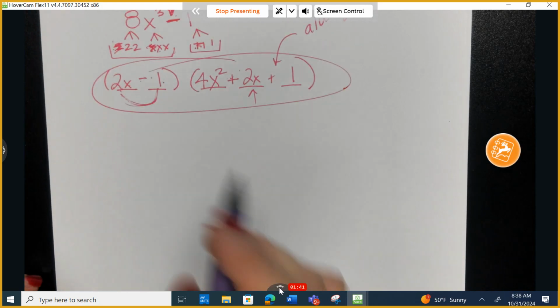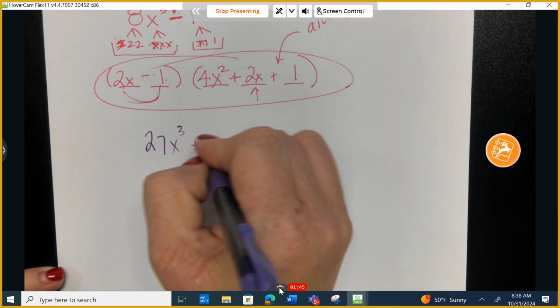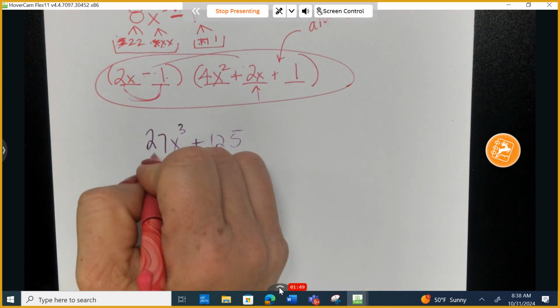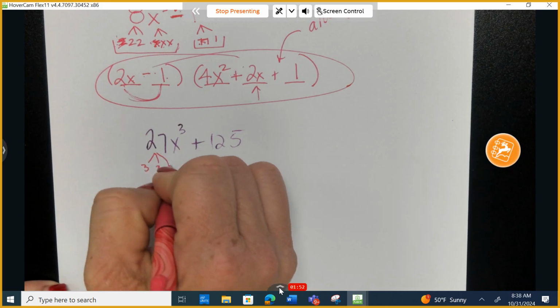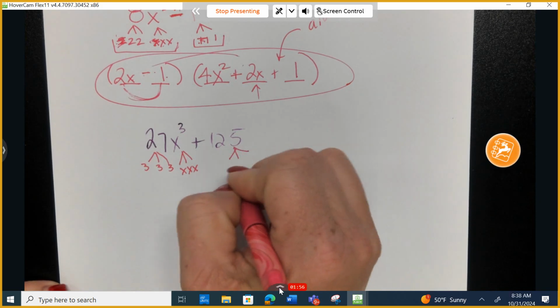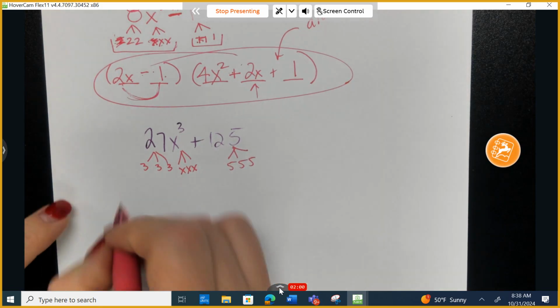Okay, here's the next one. 27x cubed plus 125. 27 breaks into 3 times 3 times 3. X breaks into x times x times x. 125 breaks into 5 times 5 times 5.